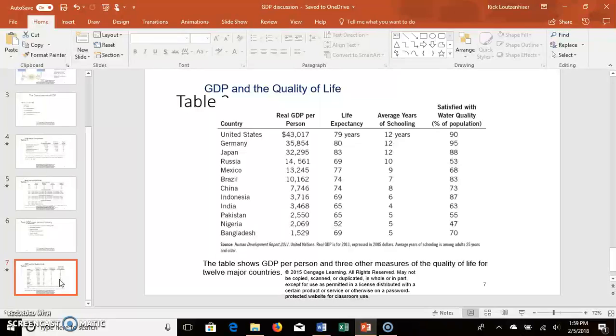All right, now here is GDP, a relationship between GDP and the quality of life. And now we're talking about the nominal GDP here. The United States at 43 trillion, life expectancy in the United States 79 years, schooling 12 years, and they're using another quality of life measurement. They're calling it satisfied with the water quality. 90% are. Okay, Germany. These are the high performing economies.